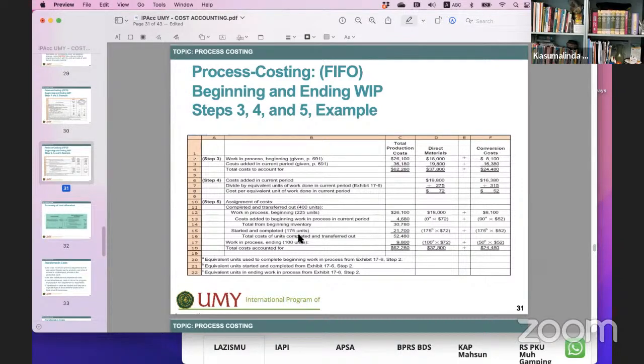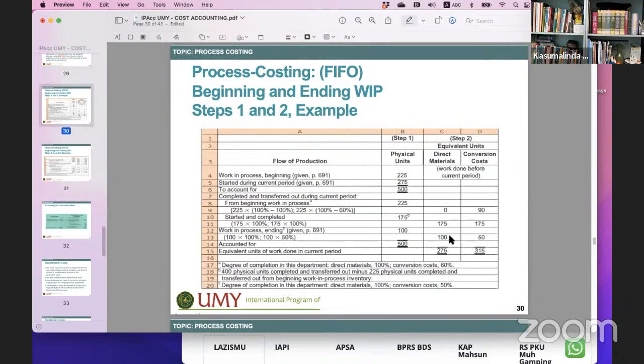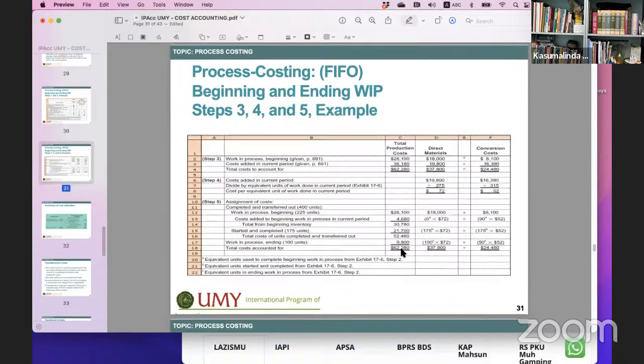Okay, and for the started and completed, same as completed, started and completed, also the unit is 175 for both. Okay, multiply with the cost per equivalent units respectively. And then lastly, the work in process. Okay, and the units is 100 for that material, 50 for conversion, so 150.